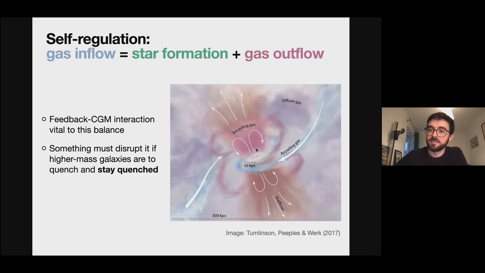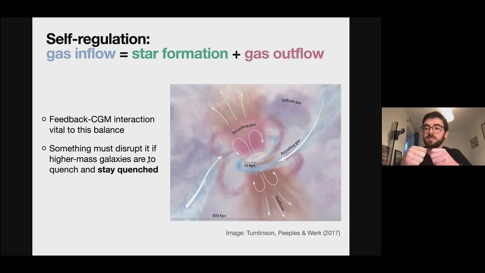And something that Crystal Martin touched on in her talk yesterday with her lovely bathtub images is that the CGM is, of course, going to be vital to this self-regulation process. But what I actually want to talk about today is how you can disrupt this self-regulation and the role that the CGM plays in that. And you have to disrupt this self-regulation somehow if you want to produce the quenched galaxy population. And most importantly, if you want to quench galaxies and keep them quenched.